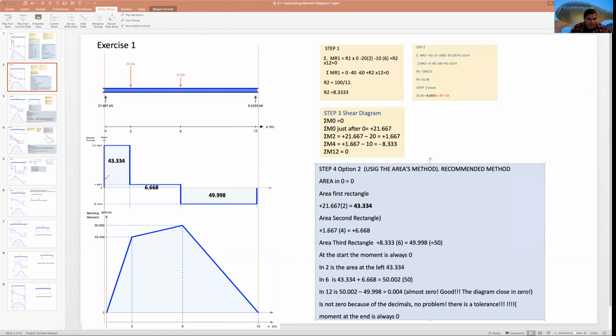The first is 21.67, that is this red line, multiplied by this distance, that is 2. That is 43. In many books, they will put lines there. I don't like to put the lines, but I like to make a box and put 43 in the box like this. I know that that is the area, 43 something with 3 decimals always.